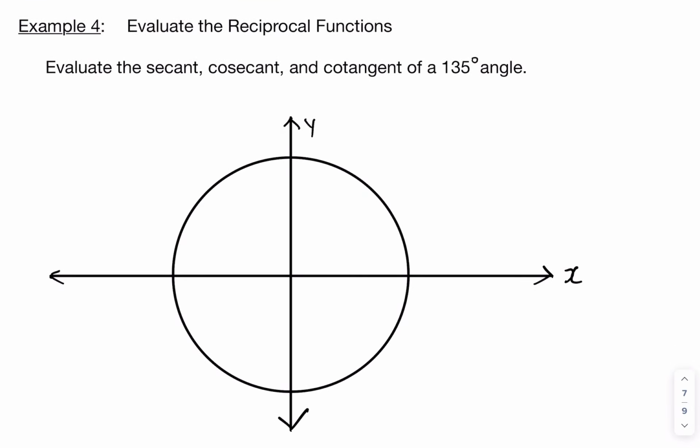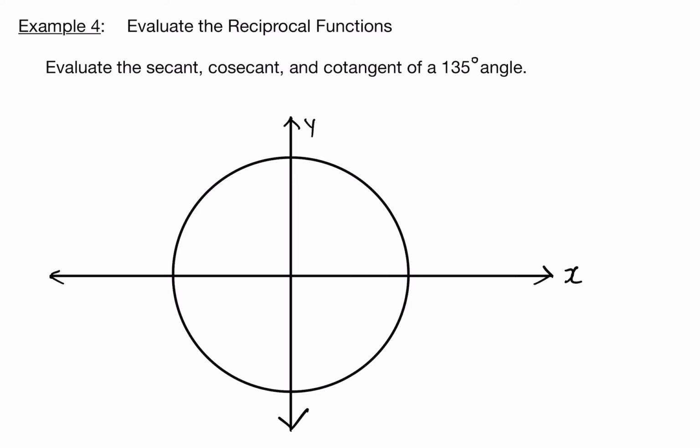Here's our last example. Okay, so now we have to evaluate the reciprocal trig functions. So we're asked to evaluate the secant, cosecant, and cotangent of a 135-degree angle.